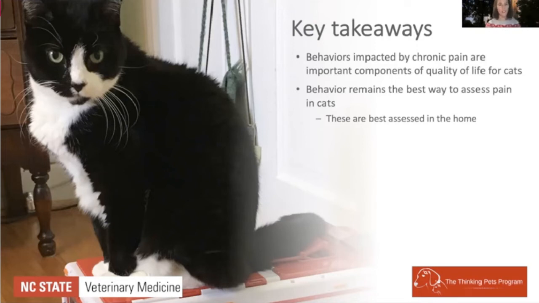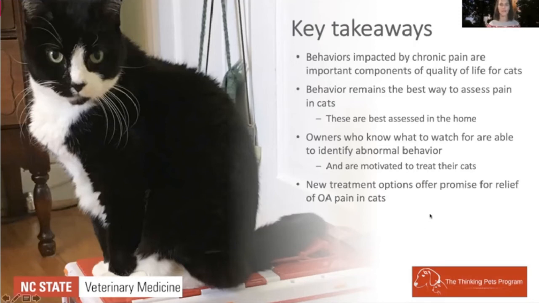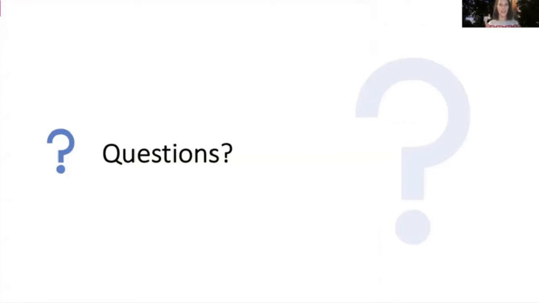These are best assessed in the home, which means that we have to partner with our owners. Owners who are made aware of what they should be looking for are able to watch for these abnormal behaviors. They're able to identify them. They are able to monitor how they change in response to a treatment, and they are motivated to treat their cats. And new treatment options offer promise for the relief of OA pain in cats. And with that, I can take any questions.